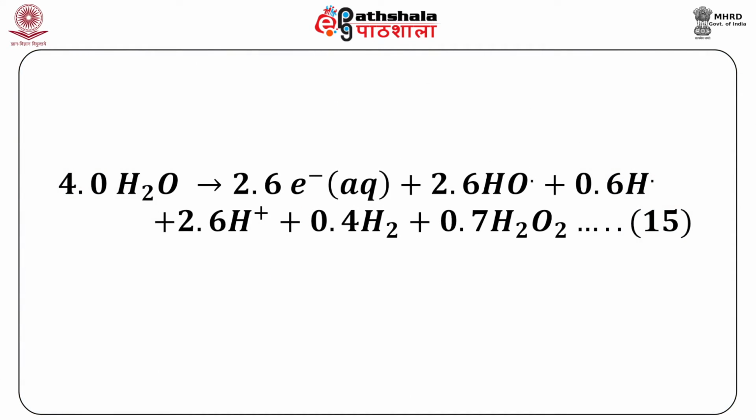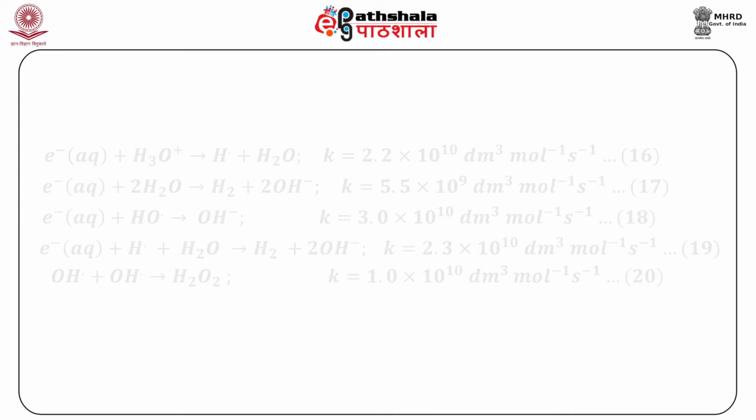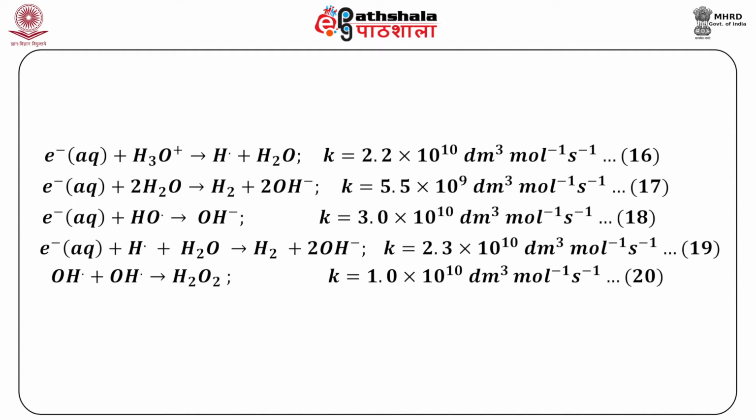The species made in the pulse radiolysis of water, with the G value displayed as the coefficient of each species, are given by equation 15. The first three are highly reactive entities. The hydrated electron and the hydrogen atom are strong reducing agents, and the hydroxyl radical is a very powerful oxidizing agent. In the absence of suitable scavengers, the species rapidly decay by reactions of the following types.